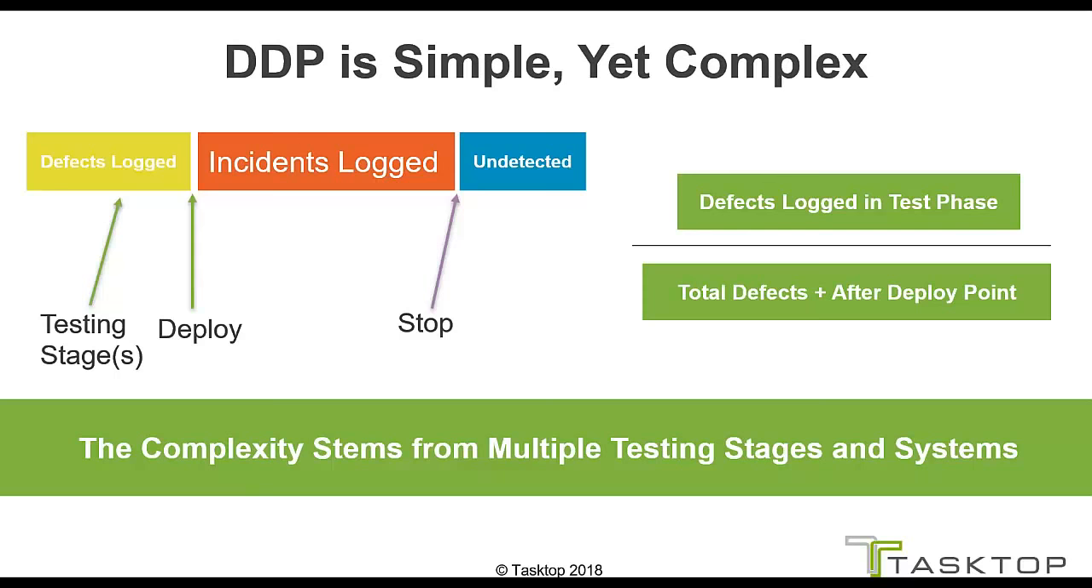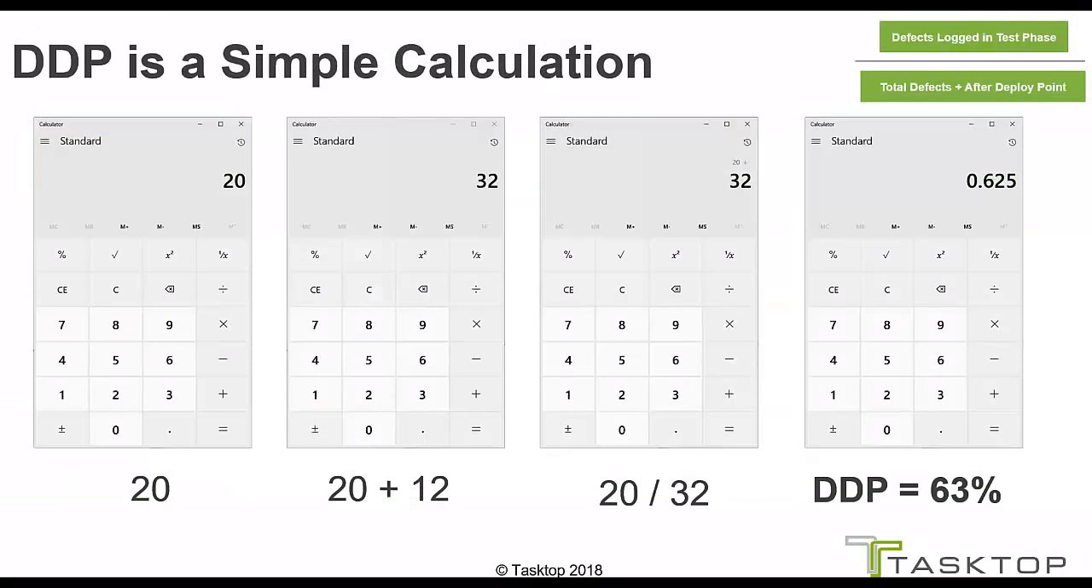Now let's take a look at how it's calculated. Those 20 defects found in the regression testing stage, plus the 12 incidents identified after the deploy point, a little bit of division, and you come up with 63%. It seems overly simple, right, in terms of calculating defect detection percentage.